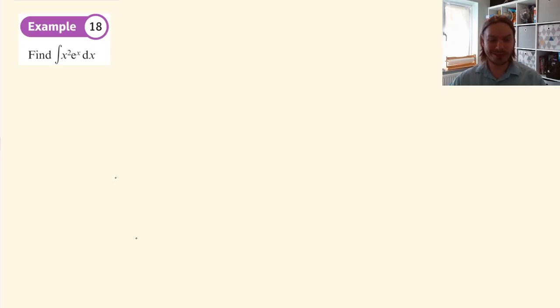For the next example, something slightly awkward happens, which is that doing integration by parts once doesn't quite get us to the point where everything is solved and sorted. It gets us closer, but not completely there. This is what's going on.